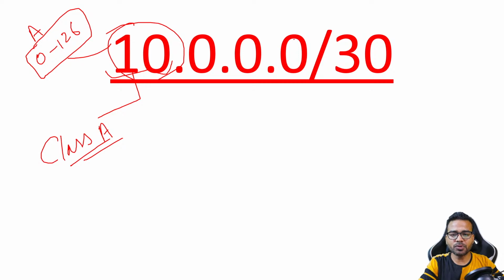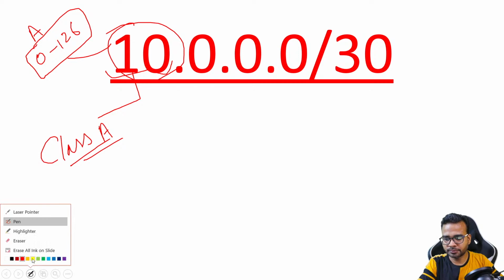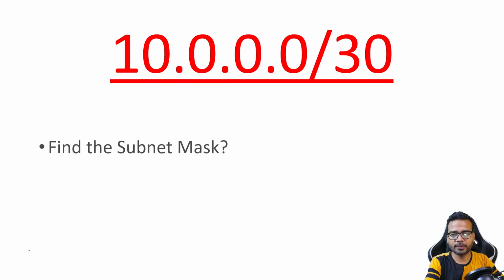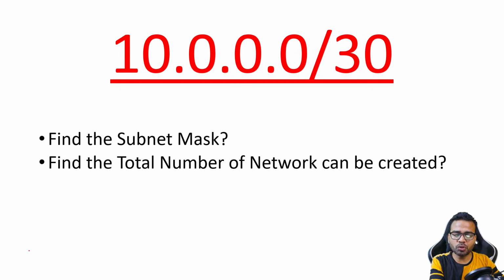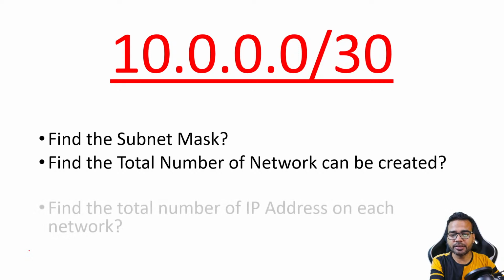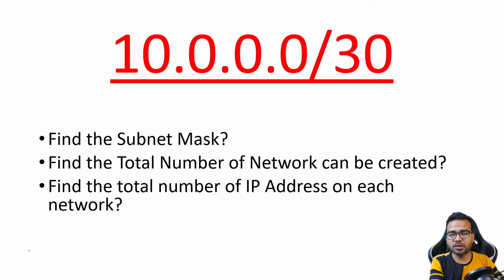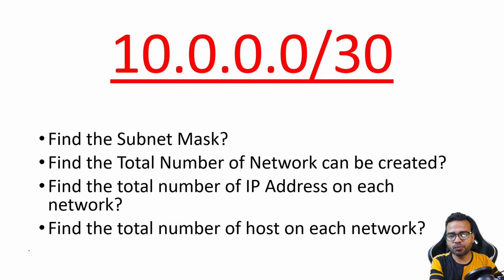All right. The default subnet mask of a class A IP address is /8. Got it? Wait one minute. Let me erase everything. So in this section today we are going to find the subnet mask. I will also show you how to find the total number of networks that can be created, the total number of IP addresses on each network, and at the end we are also going to find the total number of hosts on each network. So these are the 4 tasks we are going to do in this section. So let's start the tutorial.